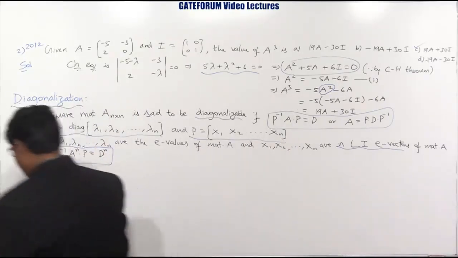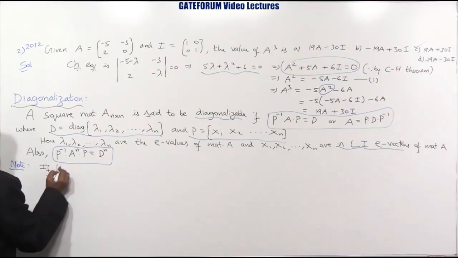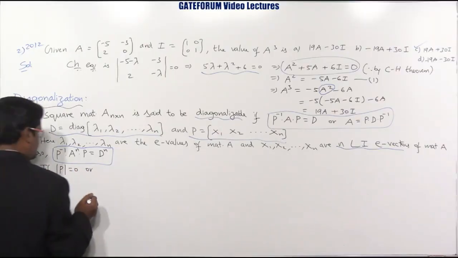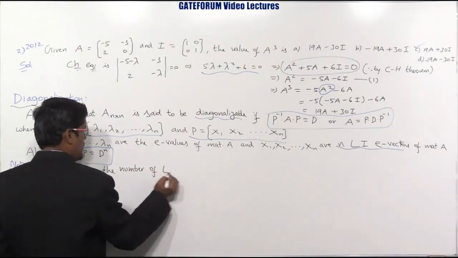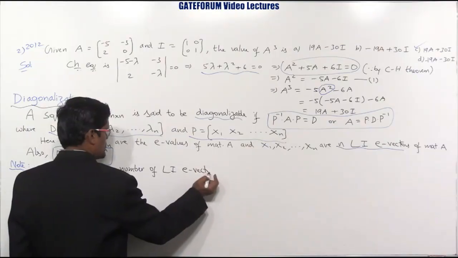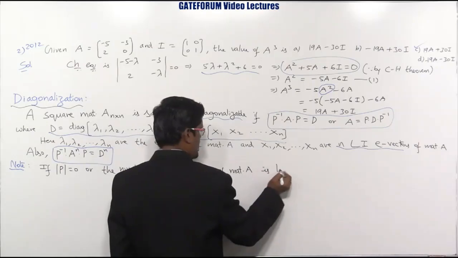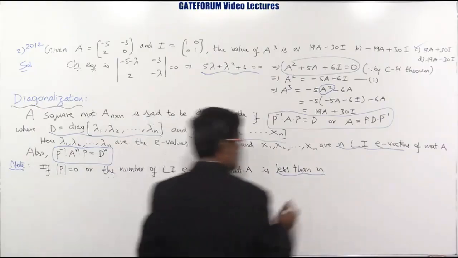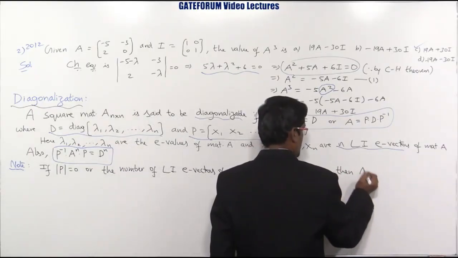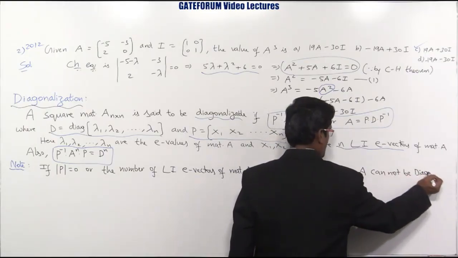Okay. Now a note point in this. If det P is equal to 0, or the number of linearly independent eigenvectors of matrix A is less than n, where n is the order of the matrix, then A cannot be diagonalizable.